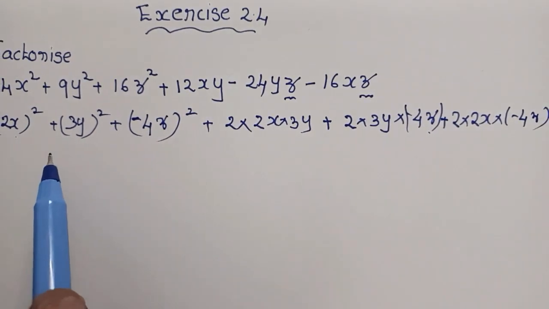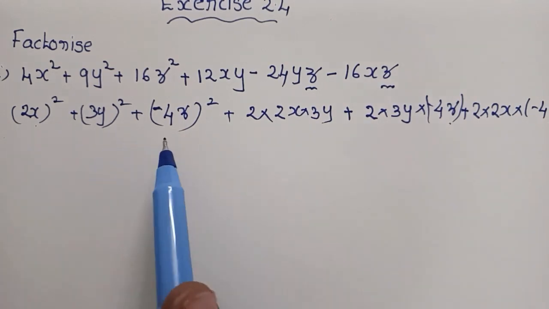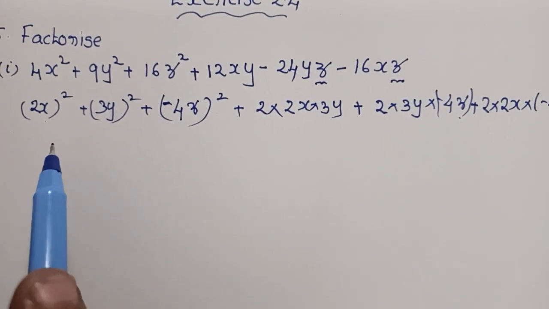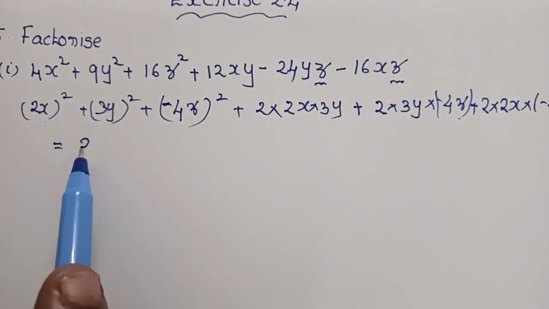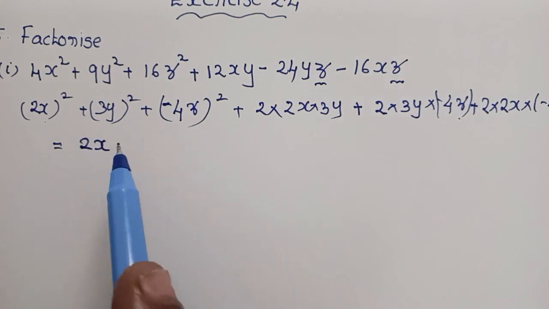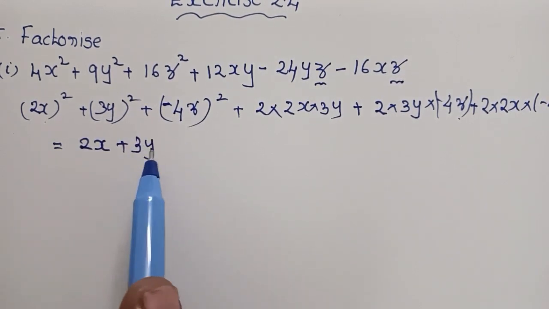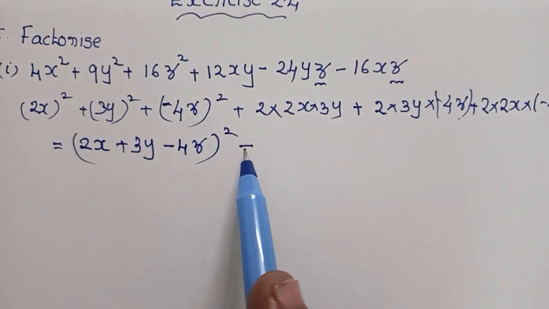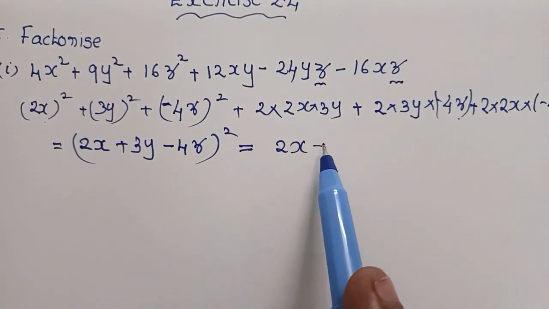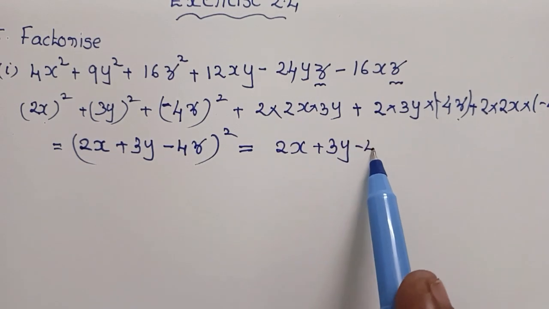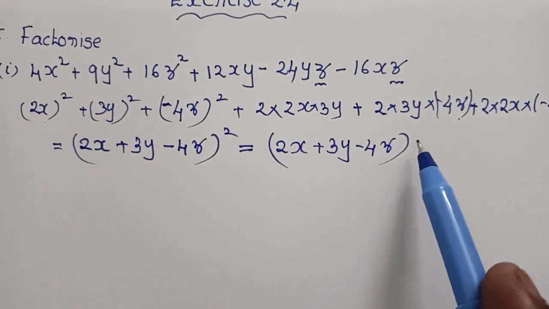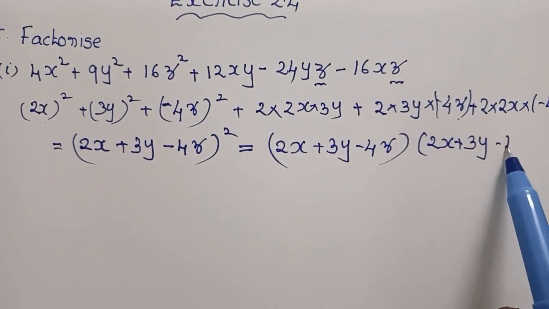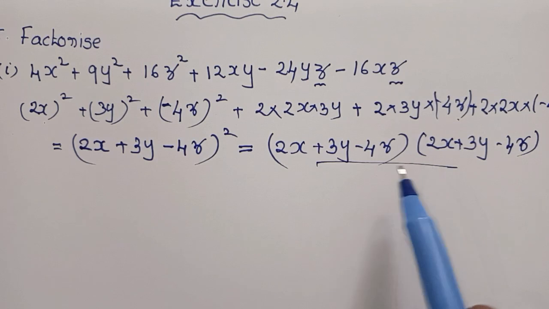Now it is of the form a square plus b square plus c square plus 2ab plus 2bc plus 2ca. So its factorization is a plus b plus c the whole square, that is 2x plus 3y minus 4z the whole square, or it is same as 2x plus 3y minus 4z into, you have to write it two times, that is 2x plus 3y minus 4z.